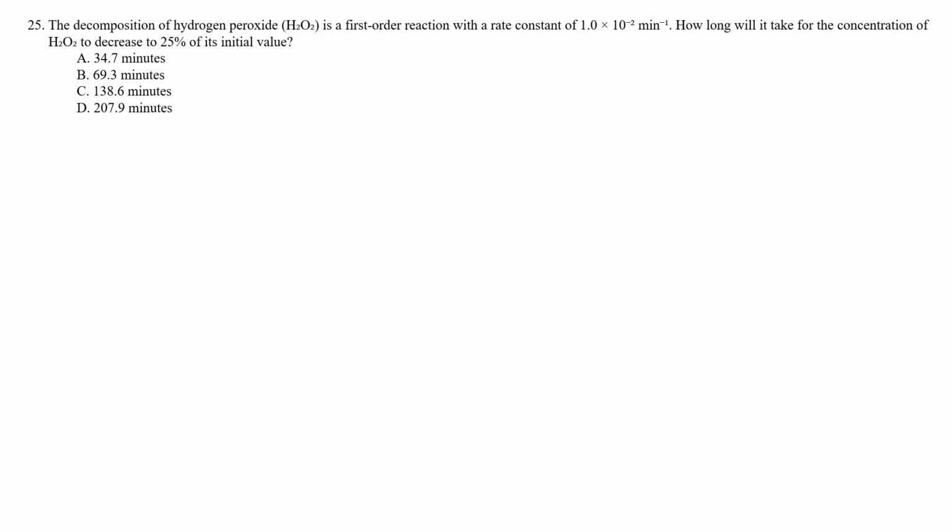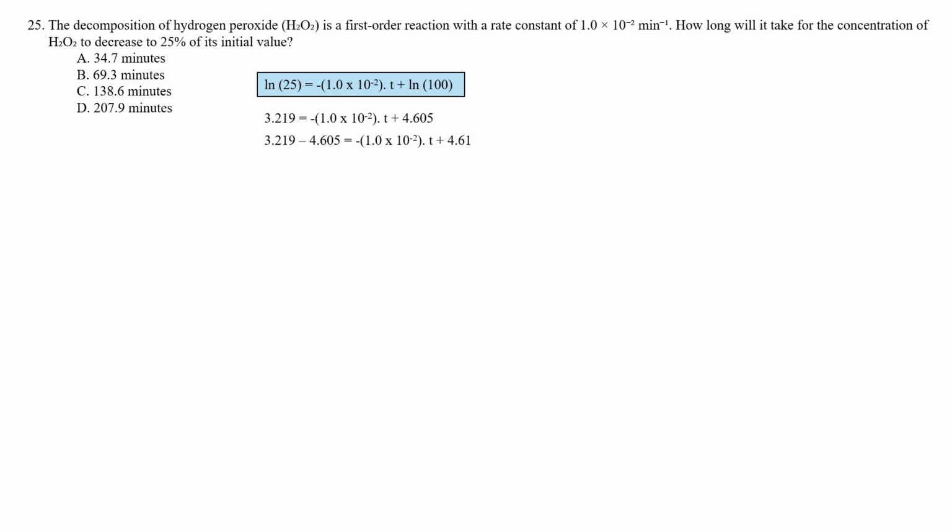So let's apply the first order rate equation. It is Ln concentration of the reactant at time t. So finally the concentration decreased to 25, meaning 25 is our final concentration, equal to minus K times t plus Ln initial concentration. So initially we assume it is 100. After you solve this, you can see the t value, the time taken for the concentration to decrease to 25, is 138.6 minutes.